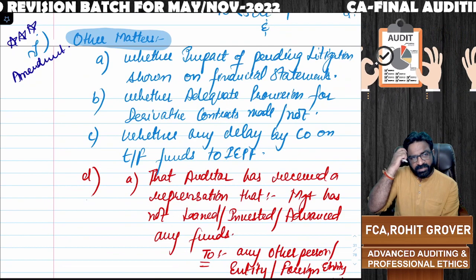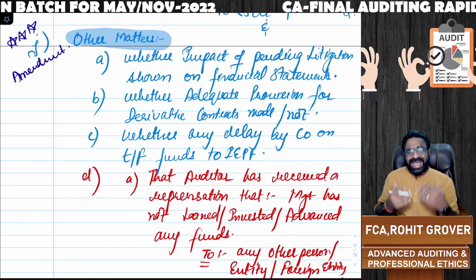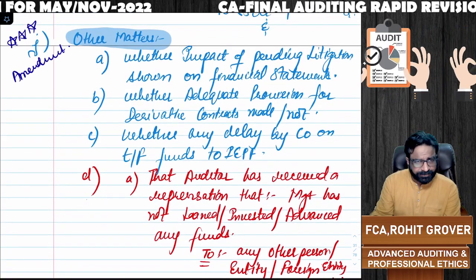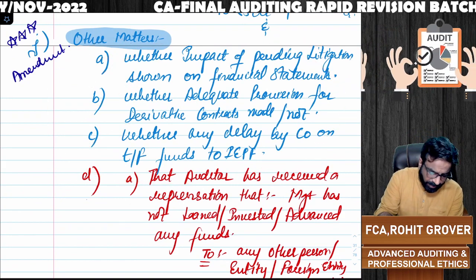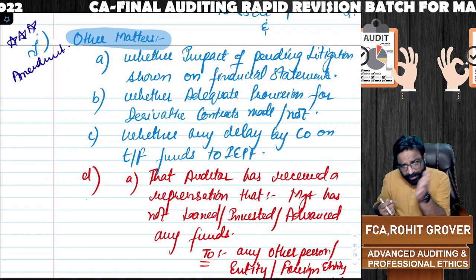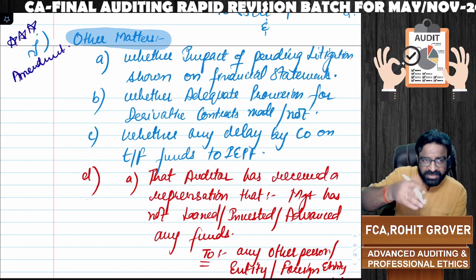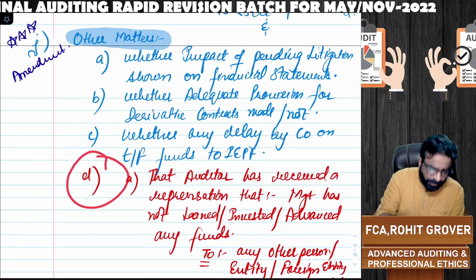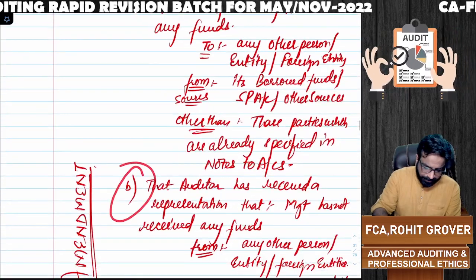Where has the amendment come? In the J clause. J clause is known as other matters. In the J clause, there were 3 subclauses, A, B and C. So the amendment is not on these 3. The amendment starts from D. Clause D has been added in the J clause. See, 143 subsection 3 J clause. In the J clause, one new point has been added, that is called D point. In the D, 3 more points are there, A, B and C.